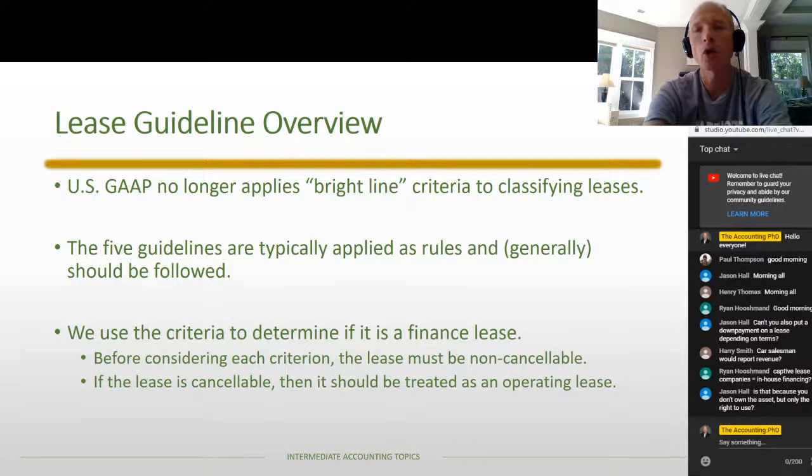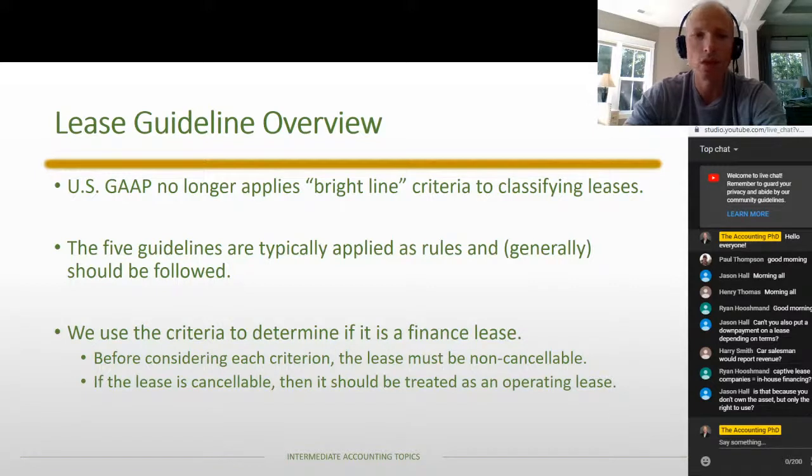Although in practice the guidelines are generally applied as rules, they aren't explicitly rules. So I just want to be very clear. These are guidelines, not rules. For this class, though, we're going to treat them as rules. In other words, if I'm asking you to figure out whether you have a capital or a finance lease, you need to make sure that you follow these rules and know these rules. Again, these are guidelines, but you're going to apply them as rules for this class. But in practice, it's a little bit different.